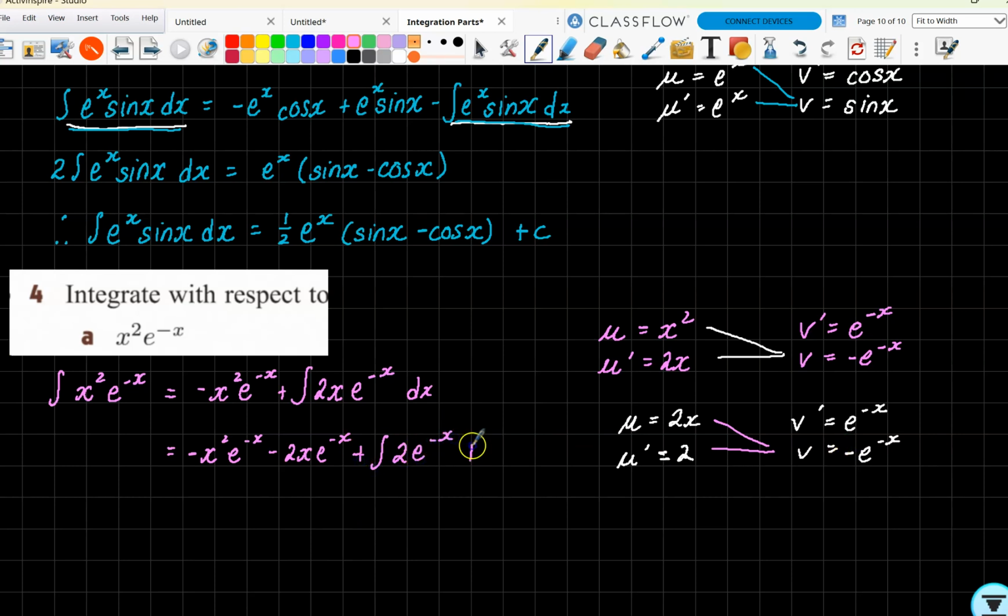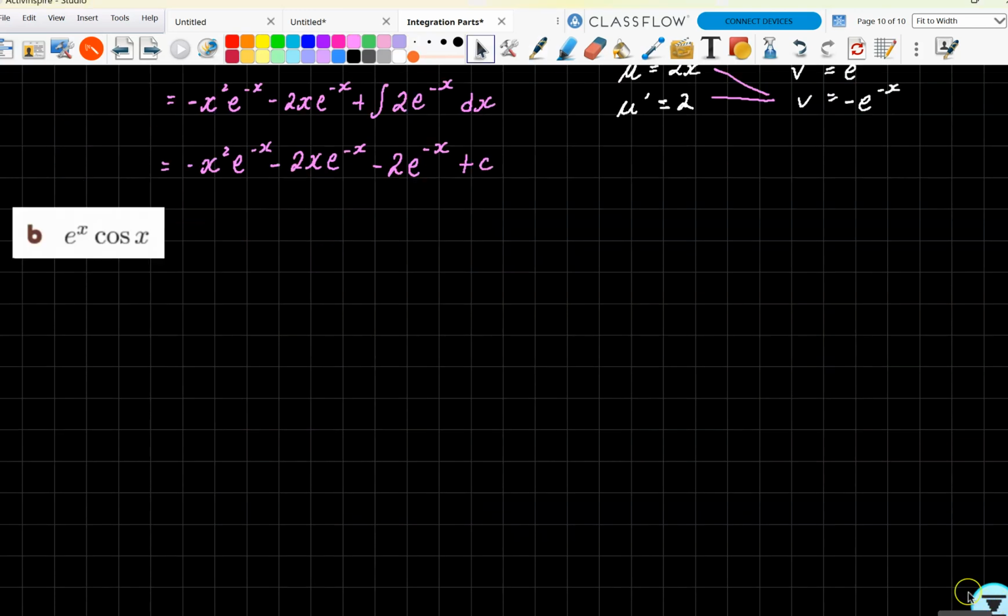Right, a little bit repetitive. Okay, so we get minus x squared e to the minus x minus 2x e to the minus x. And now this is something that I can integrate, so that will just be minus 2 e to the minus x plus our friend c. Okay, these ones we should recognize that this is probably going to be the loop again. Okay, so let's get stuck in.